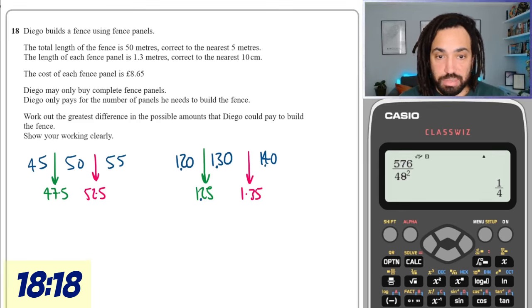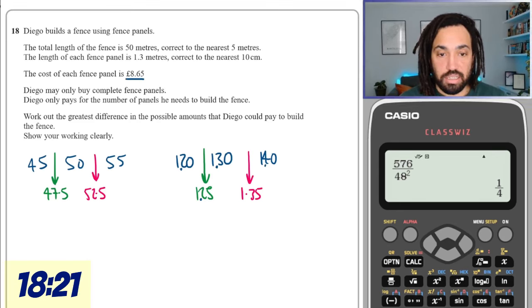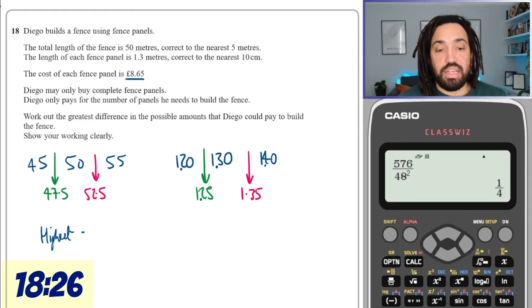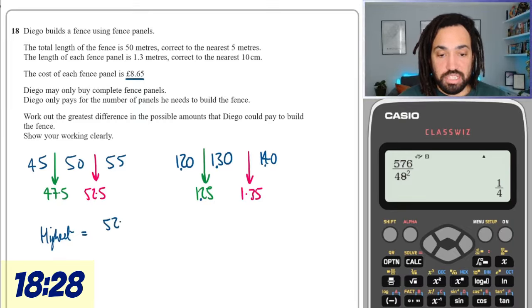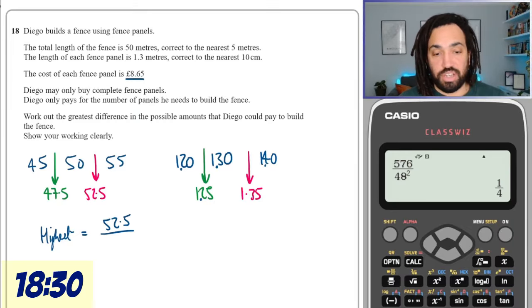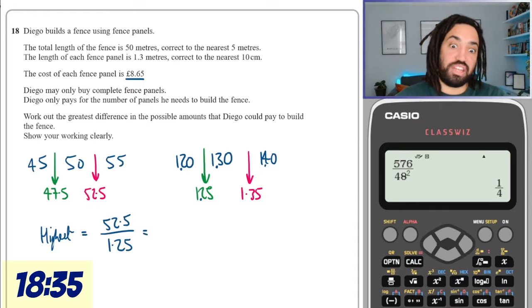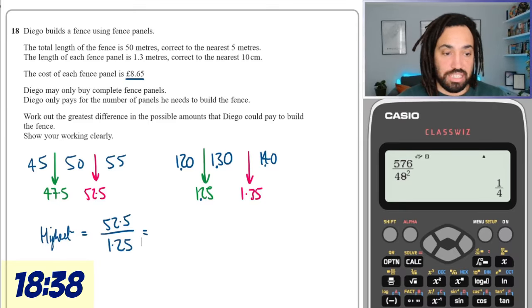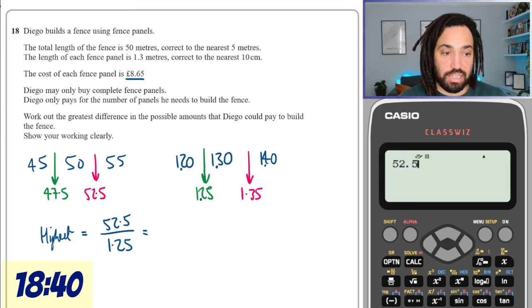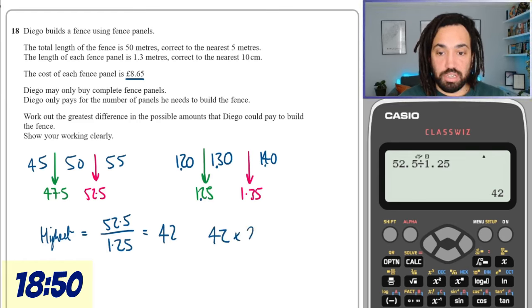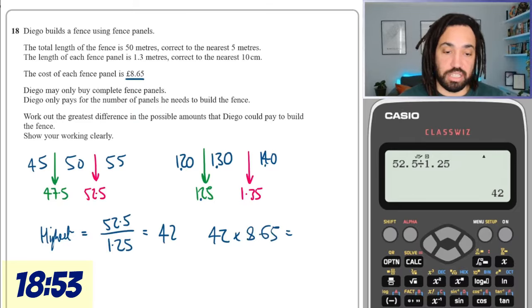The cost of each panel is this. Okay, so the highest price he would pay is if he had to use this amount of fencing and use this amount of small panels. So big fence and a small panel. So that's how many panels he would have to buy if he had a big fence and the panels were small. So he'd have to buy 42. So 42 multiplied by this. We'll work that out in a second.